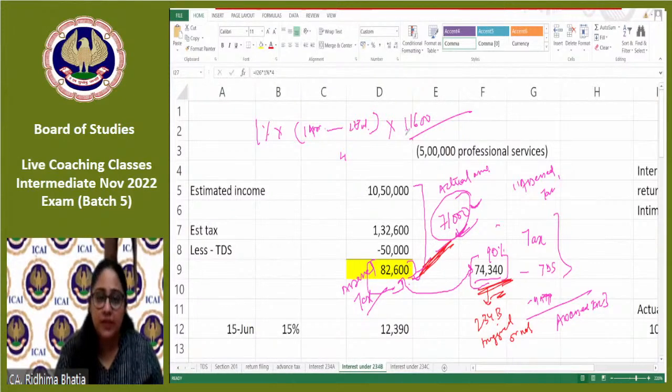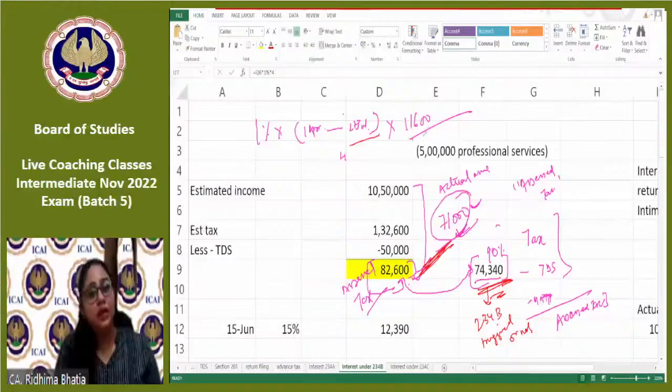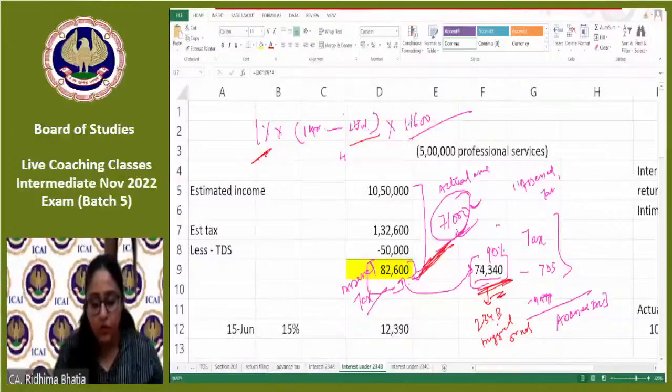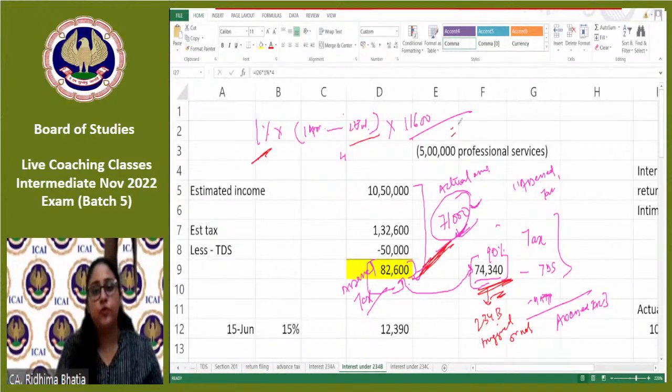So 11,600 पे 234B के हिसाब से I'll deposit the interest, because suppose when I'm filing the return I have deposited the tax on that day. So मैंने government का पैसा कितने दिन नहीं दिया? For 4 months I did not give. So on that I would pay the interest. So 1% into 11,600 into 4. So 464 would be your answer. Is it clear?